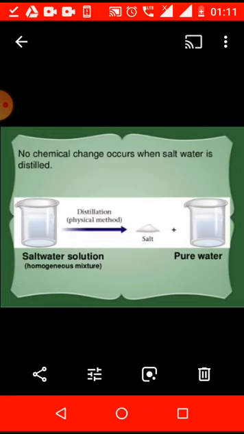And then no chemical change occurs when salt water is distilled. This is also distillation, another method of separation of mixtures. The method name is distillation. A salt water solution, salt plus water, we can separate using distillation.